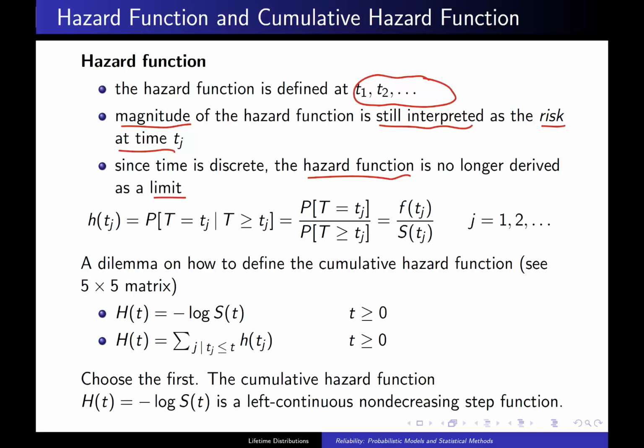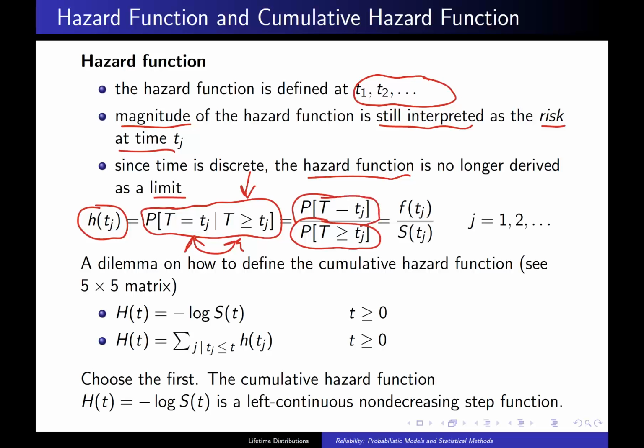It's much more straightforward. H of tj will be the probability of failure at tj given that the item is still operating at tj. If you remember, when you have conditional probability, down in the denominator you put the probability of the given event, which is right here, and for the numerator you take the intersection of these two events, and that intersection is right here.